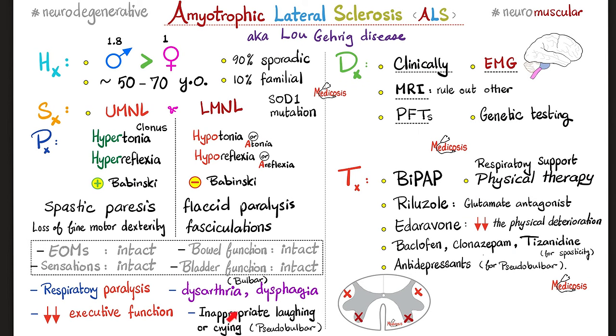Here is everything you need to know about ALS in one slide. ALS or Lou Gehrig's disease or motor neuron disease or Charcot disease is a neurodegenerative disease where there is degeneration of my nervous system, upper and lower motor neurons. It is also a neuromuscular disease because I have muscle weakness caused by a neurological problem. It can happen in males and females. It's relatively more common in males than females, with a male to female ratio of 1.8 to 1. The typical patient is between 50 and 70. That's usually when the disease is diagnosed for the first time.